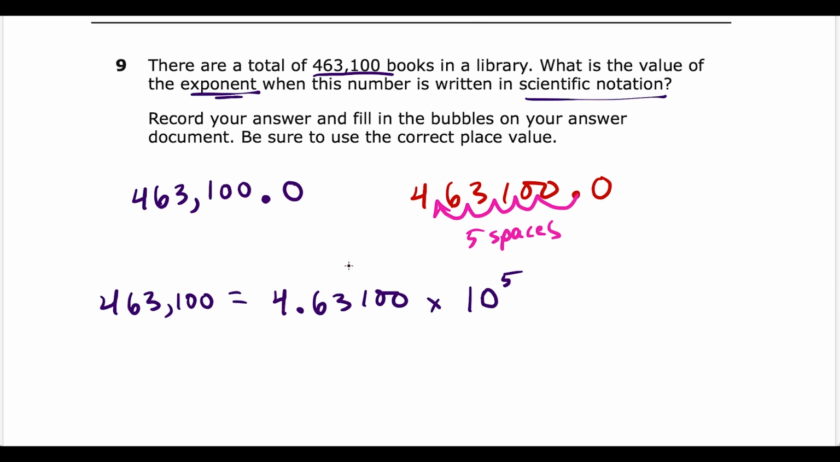The question is not asking us to write our number from standard form to scientific notation. They want to know what is the value of the exponent. And the exponent here that we're left with is 5. So our solution is just going to be 5.